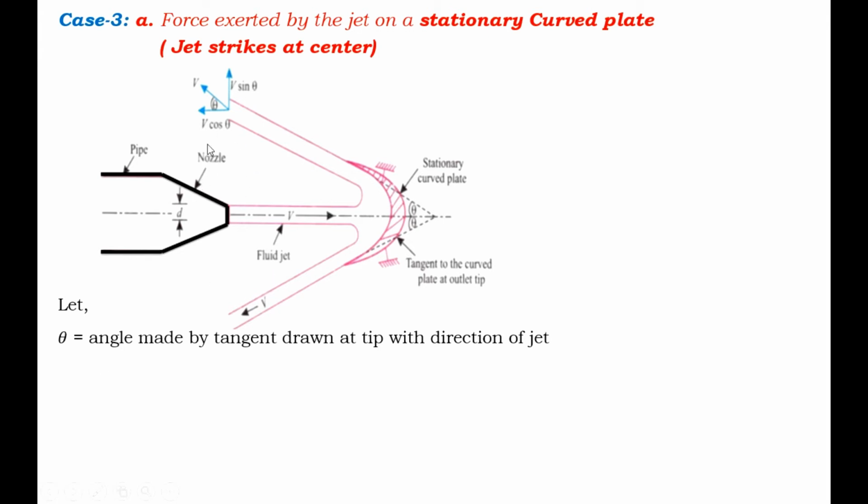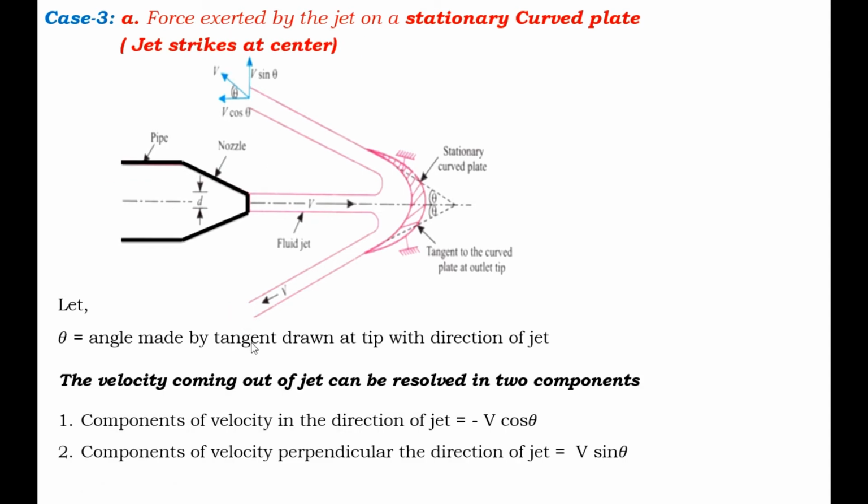Look at the figure. Now the velocity at the outlet of the plate can be resolved into two components. The first component is in the direction of the jet and the second component is perpendicular to the direction of the jet. The component of velocity in the direction of the jet is equal to minus v cos theta. The negative sign is taken as the velocity at the outlet is in the opposite direction of the jet of water coming out of the nozzle. The component of velocity perpendicular to the direction of the jet is equal to v sin theta.